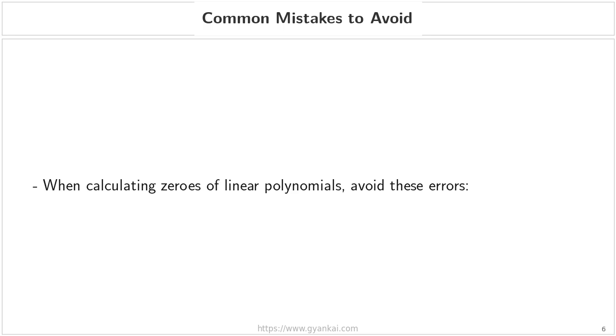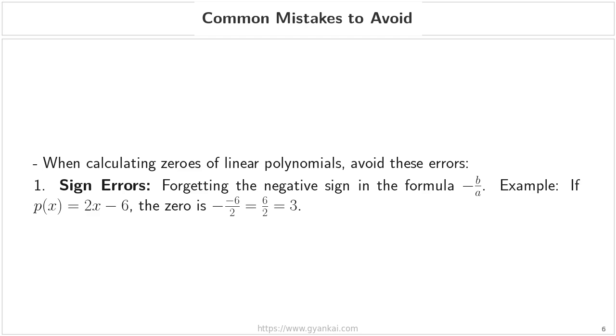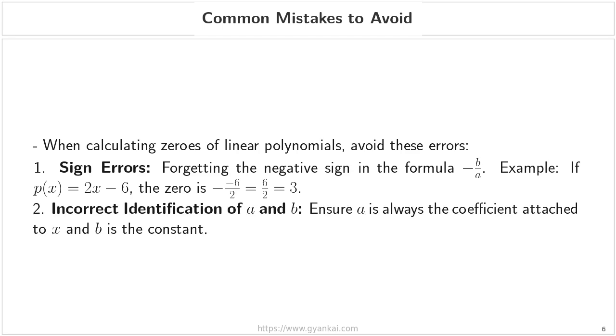First, watch out for sign errors. This is perhaps the most frequent mistake students make. It is very easy to forget that negative sign in our formula, -b over a for instance. Let's look at the polynomial p of x equals 2x minus 6. If you forget the negative sign, you might get the wrong result. But if you apply the formula correctly, you take -6 divided by 2, which simplifies to 6 divided by 2, giving us a final answer of 3. Always double-check those negatives.